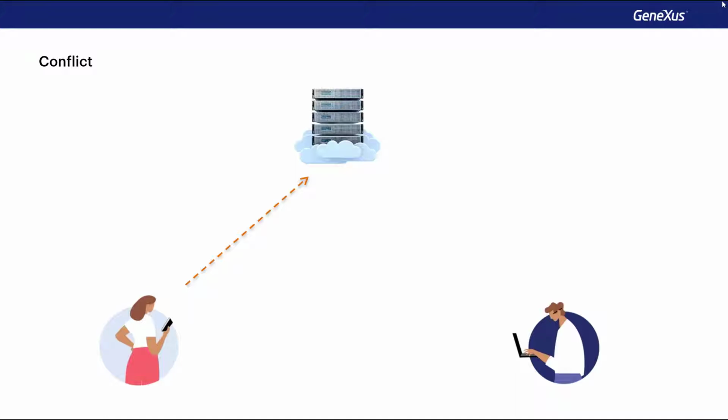At what point can a conflict occur? When performing an update operation, a warning message will be displayed. Let's see an example.